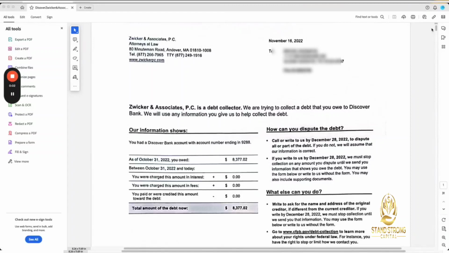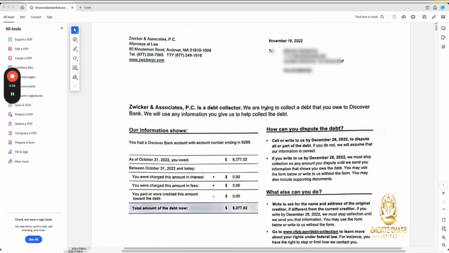Now, on November 16th, 2022, Zwicker and Associates, PC, attorneys at law, at 80 Minuteman Road, Andover, Massachusetts. That's their phone number, their website right here. It's typical language, right? They're letting you know that they are a debt collector trying to collect a debt that you owe to Discover Bank. We will use any information you give us to help collect the debt.